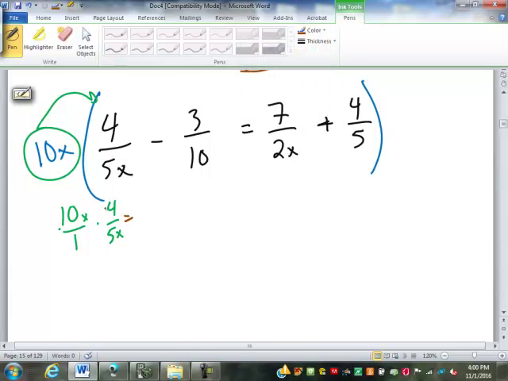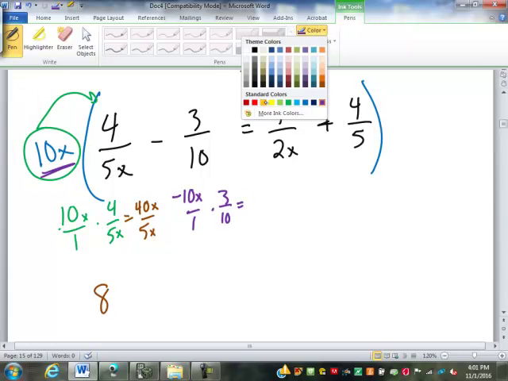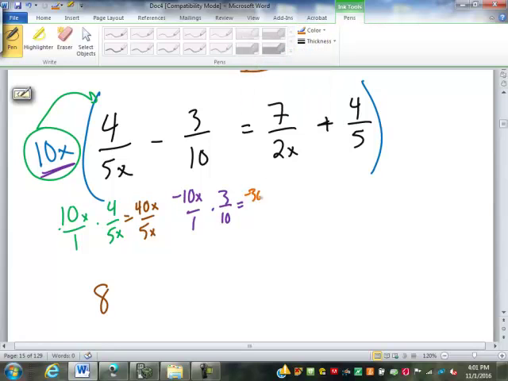So I multiply that out. 10x times 4 is 40x. 1 times 5x is 5x. The x's divide out. 40 divided by 5 is 8. Got that negative again there, so just like I did before, I'm going to put it with the 10x. So negative 10x over 1 times 3 over 10. That multiplies out. It's going to give us negative 30x over 10. Negative 30x divided by 10 is negative 3x. So I've got 8 minus 3x on the left side.